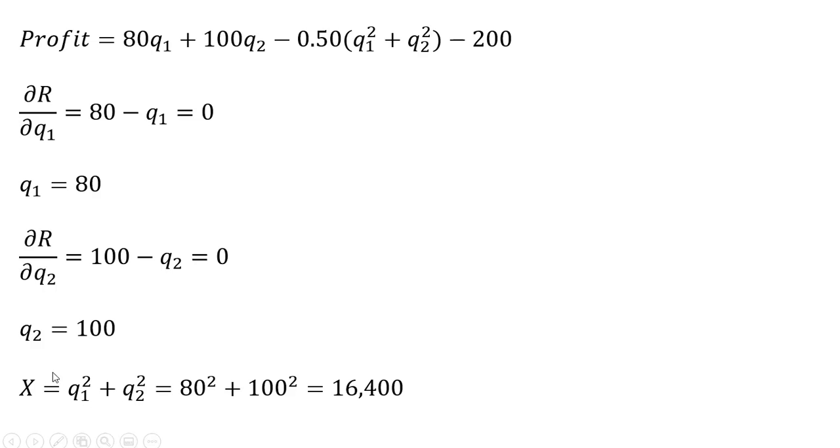In terms of the input usage, we're going to plug this 80 and 100 into that production relation, and the firm will use 16,400 units of input X. Okay, that's it.